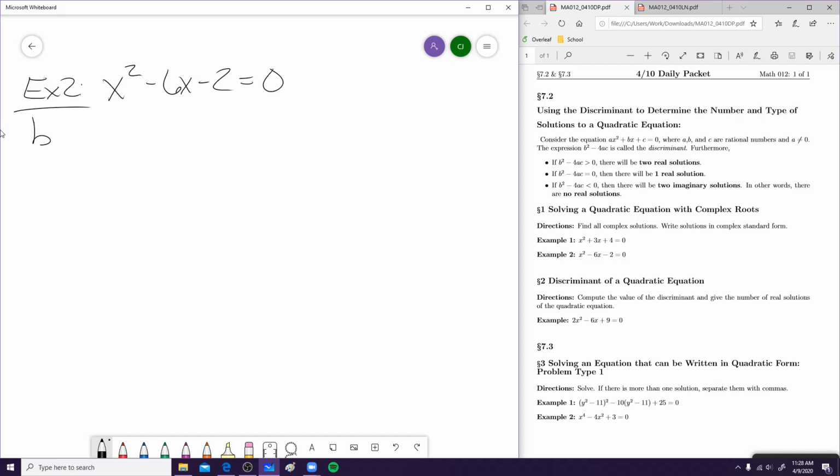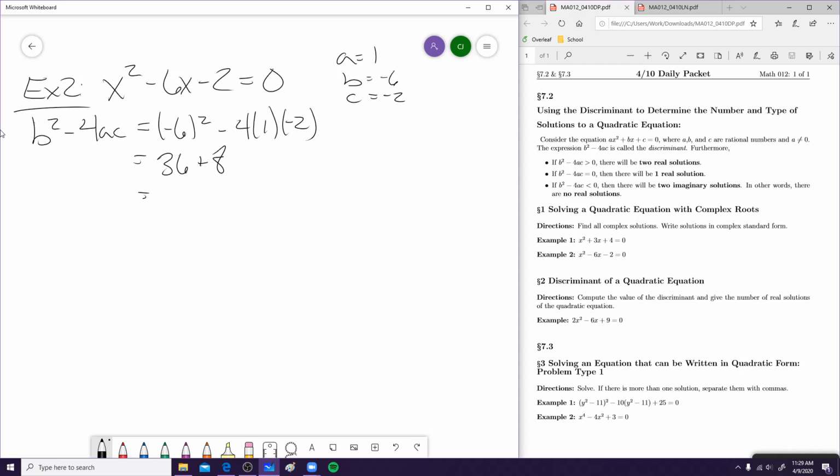So I'm going to plug it into the discriminant, b squared minus 4ac. Remember, this is the expression under the radical. Okay, so what is a, b, and c? a is 1, b is negative 6, and c is negative 2. So we want to compute negative 6 quantity squared minus 4 times 1 times negative 2. When we do that, we get 36 plus 8.